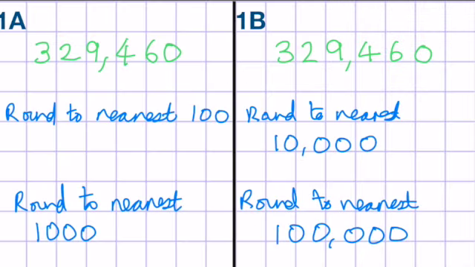Please do 1A and 1B. You need to round 329,460 to 100 and 1,000. And it's the same number on 1B, 10,000 and 100,000.